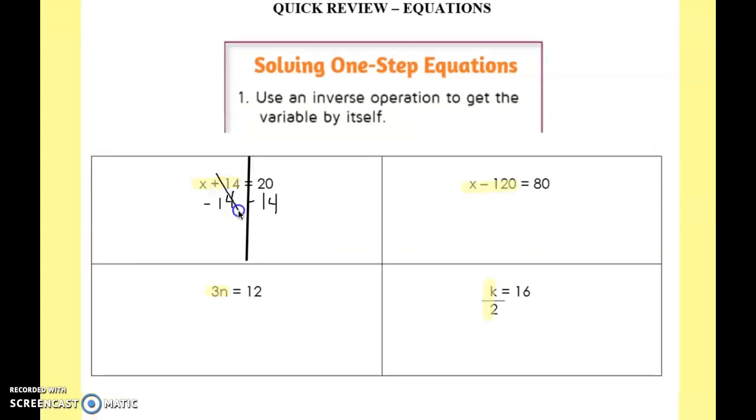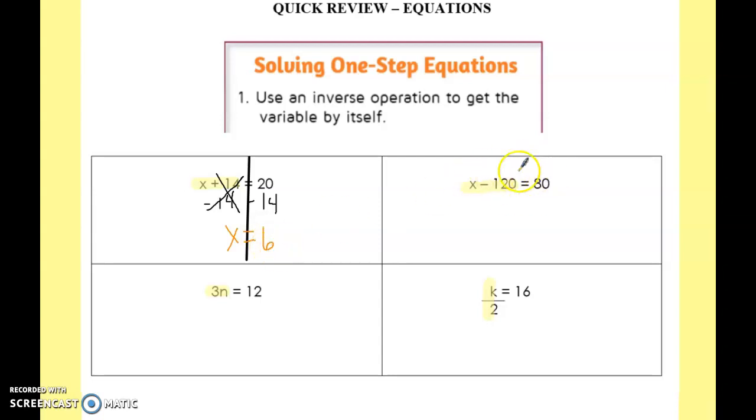Now again, the reason why we use inverses is because when we perform the operation on the side of the variable, it eliminates itself. And we're left with just our x value. Equals is still along that line, and then performing the operation on the right, 20 minus 14 is the answer of 6.